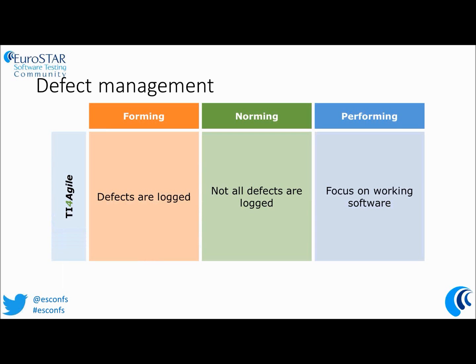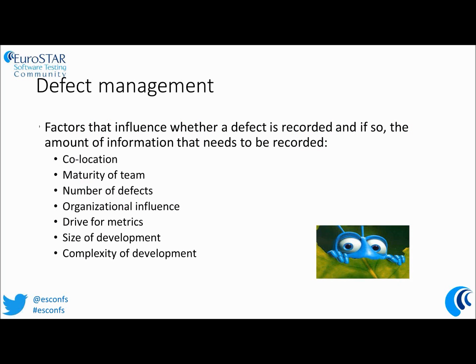So when we start, well, defects are logged. That's important. Still in Agile, we still log defects. If we go one level higher, we say, well, not all defects are logged. We're going to look at when to log the defects and how to log the defects. And at the highest level, we're not worrying about defects anymore, actually. We have a focus on working software. So we go from logging defects to working software. And that's quite a change.